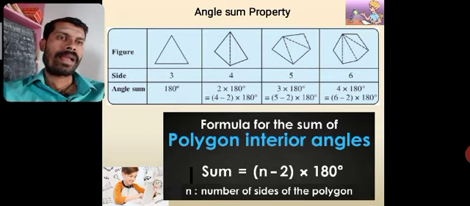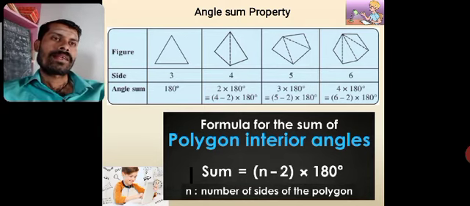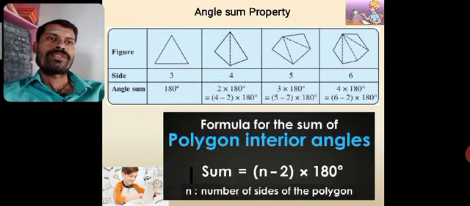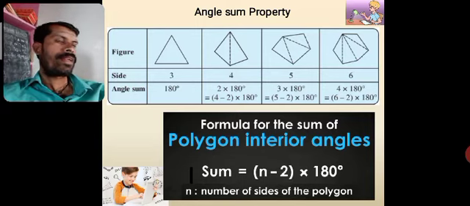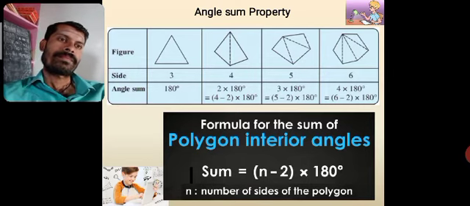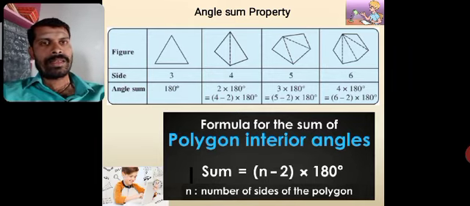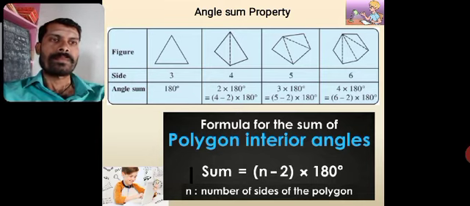Again look at that pentagon, the next figure. It has 5 sides, of course. So how many triangles are formed by drawing two diagonals there? 3 triangles. That means 3 into 180 degrees. The sum of the interior angles is 3 into 180. That 3 can be represented again as 5 minus 2, because a pentagon has 5 sides. So 5 minus 2 into 180 gives the sum of the interior angles of that pentagon.